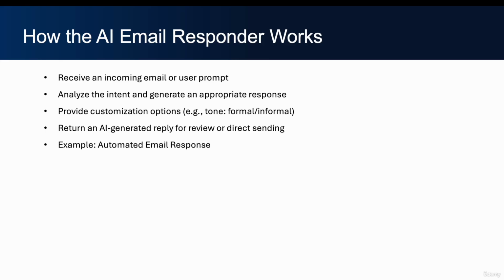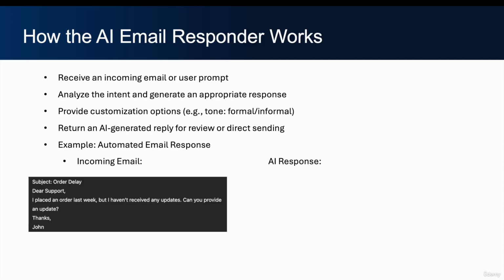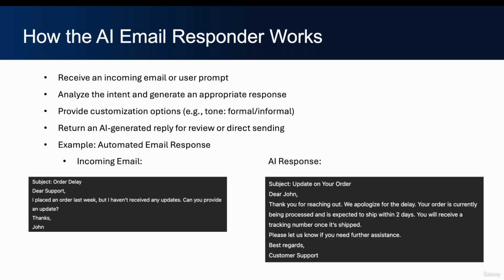Now, here is an example of an automated email response, where we have the incoming email and the AI response. Let's look at the incoming email first. Subject is order delay. Dear customer, I placed an order last week, but I haven't received any updates. Can you provide an update? Thanks, John. So this is John sending an email.